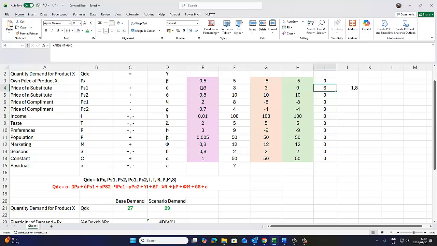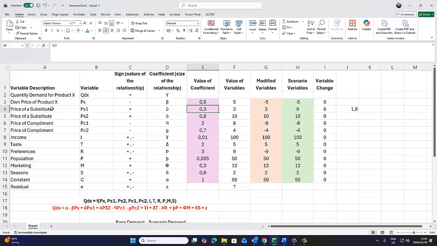Now, let's change this coefficient. Let's change the importance of this coefficient. So how important is this substitute in terms of product X? Is it vaguely important, or is it very, very important? Chicken and beef, for example, or let's say pepper and beef. Pepper would be much less relevant to the demand for beef than chicken, for example. And this is exactly what this sign is.